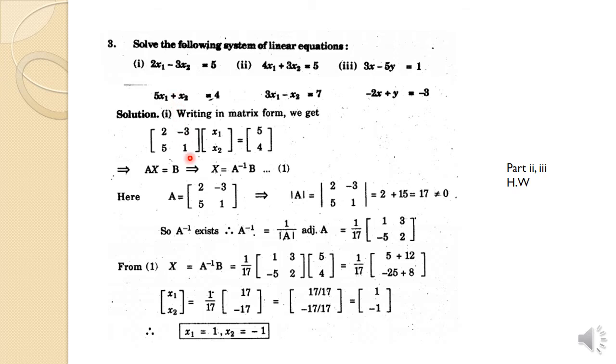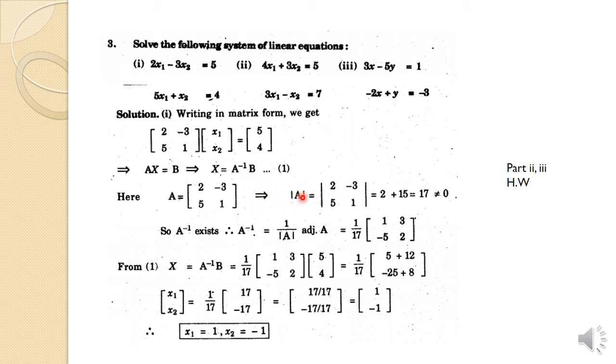Student, first we write it in the matrix coefficient form. Here we write the coefficient matrix, here is the variable matrix, and it equals the non-homogeneous side, 5 over 4. So A is the coefficient matrix, X is the variable matrix, and B is a non-zero matrix. So X equals A inverse B, equation number 1.